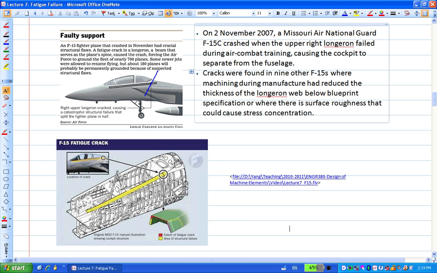aircraft. So in the end, what they found is that the thickness of these parts here was not manufactured properly according to the blueprints. The manufacturer reduced the thickness of the longeron here, or there is a surface roughness that could cause stress concentration, right? You can see this. The stress concentration is almost everywhere, right? So you've got to be careful about this when you design things. You always have to keep this fatigue failure in mind, all right?